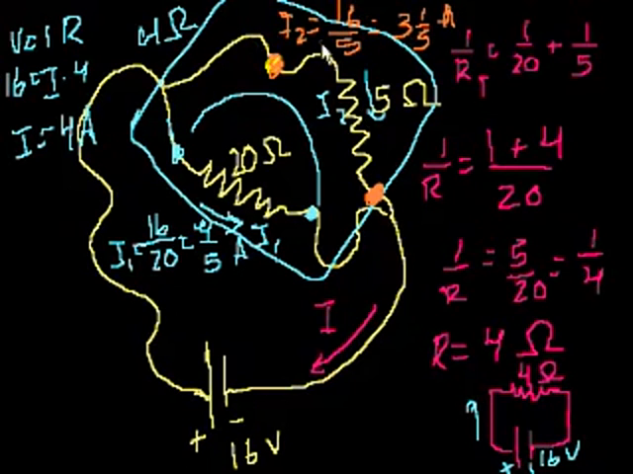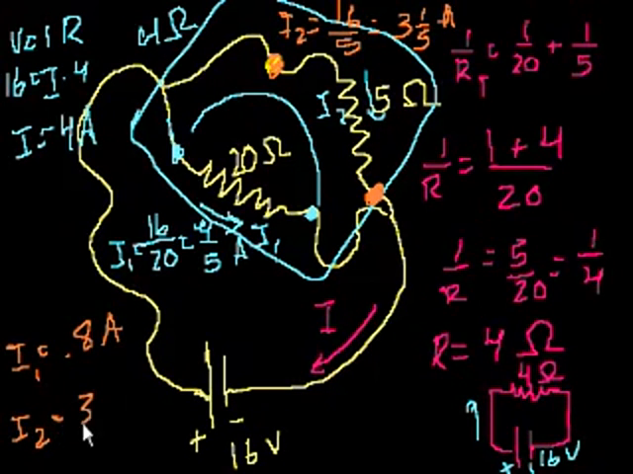So most of the current is actually flowing through this, and that makes sense because the resistance is less, right? So that should hopefully give you a little bit of intuition of what's going on. And less current is flowing through here. So I1 through the 20 ohm resistor is 0.8 amps, and I2 through the 5 ohm resistor is equal to 3.2 amps. And it makes sense that when you add these two currents together, the 3.2 amperes flowing through here and the 0.8 amperes flowing through here, when they merge, you have 4 amperes flowing through there.